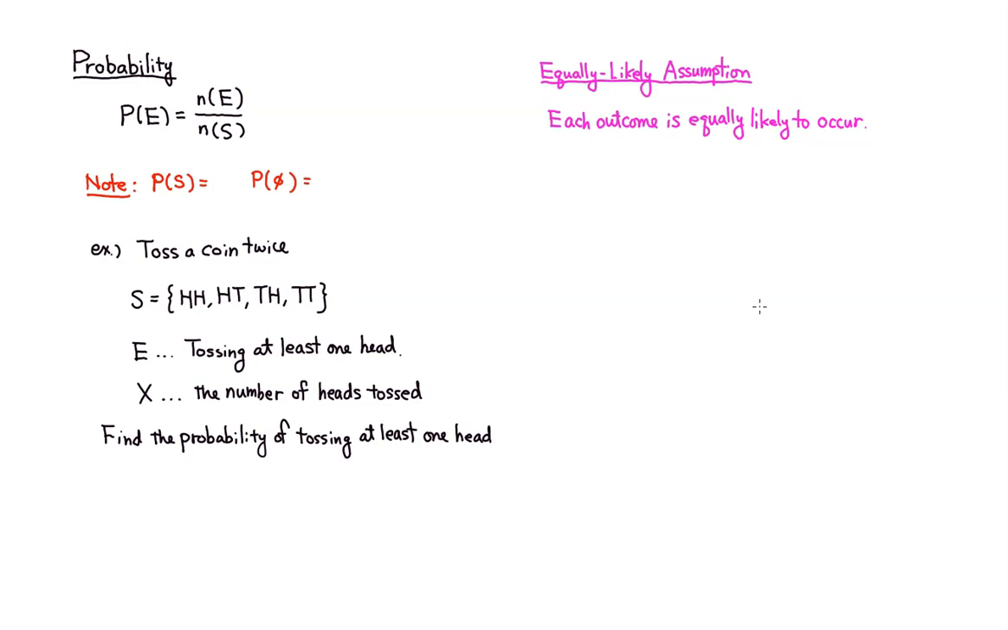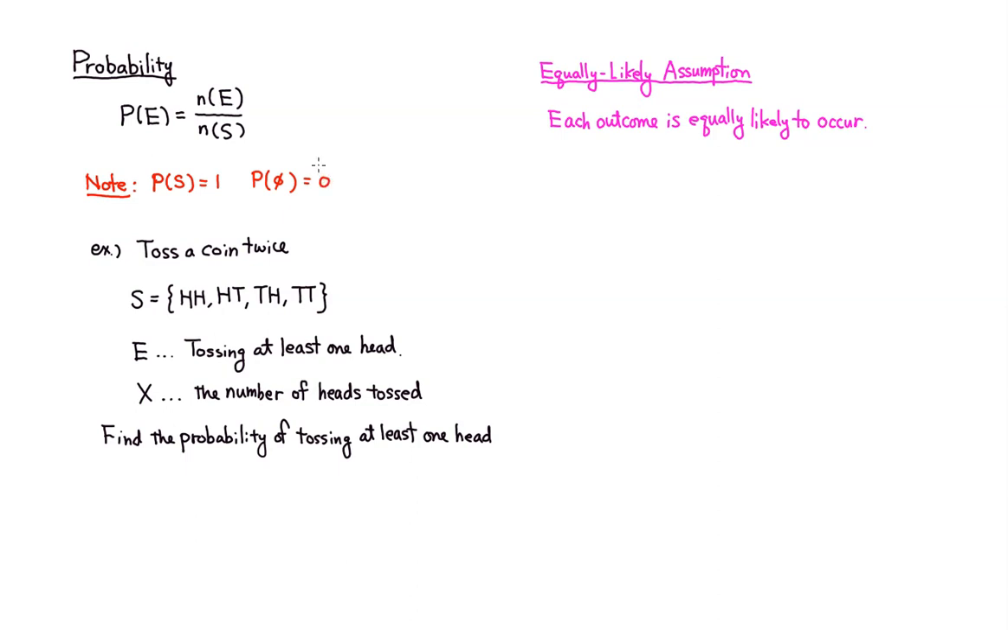All right, let's look at the probability. The probability of an event is defined by this fraction. This notation is the number of outcomes in event E over the total number of outcomes in the sample space. Note that the probability of the sample space is, of course, 1, because one of those things has to happen. And the probability of the empty set, the probability that nothing happens, is 0.